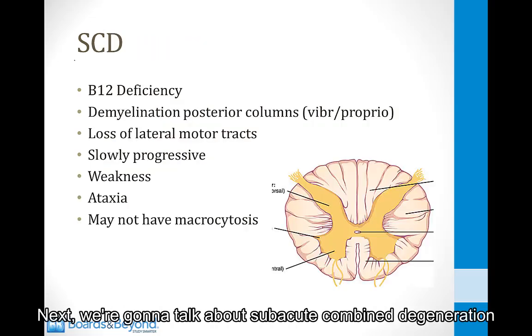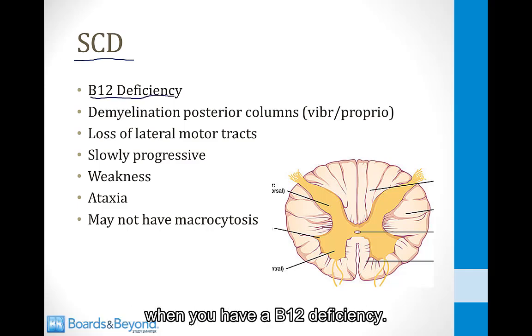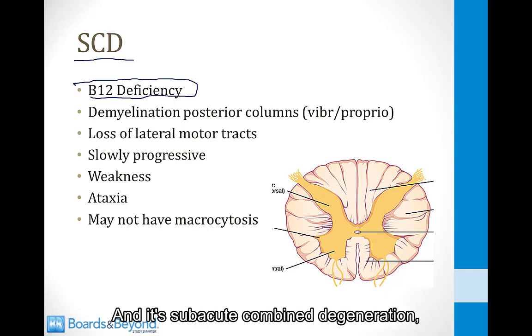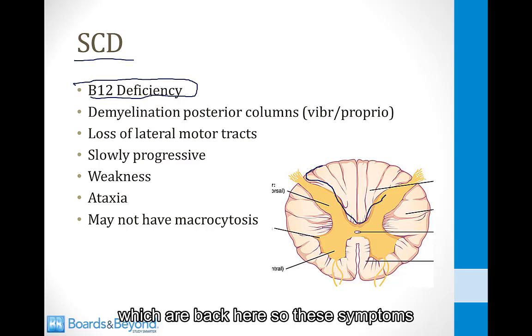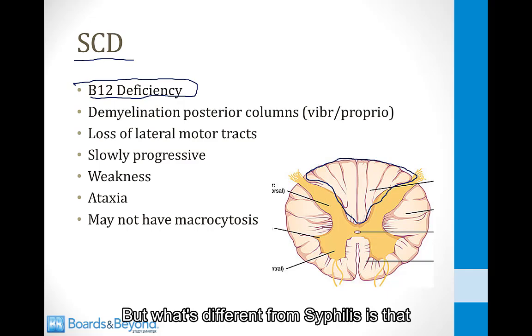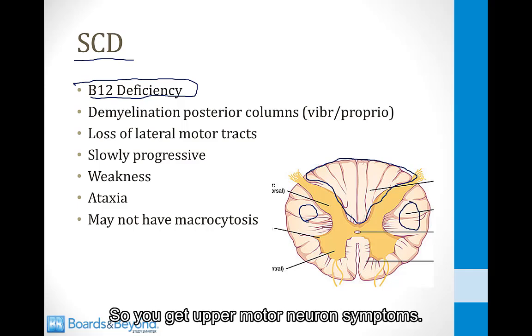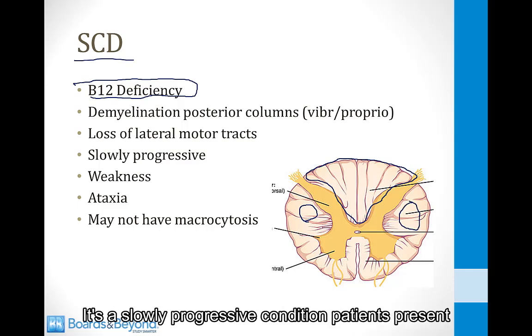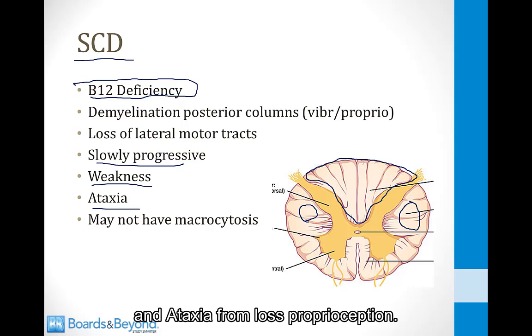Next, we're going to talk about subacute combined degeneration, or SCD, and this is a condition that happens when you have a B12 deficiency. And in subacute combined degeneration, you lose the posterior columns, which are back here, so these symptoms are going to be very similar to tabes dorsalis. But what's different from syphilis is that you also lose the lateral motor tracts here, so you get upper motor neuron symptoms. It's a slowly progressive condition. Patients present with weakness from the motor neuron loss and ataxia from loss of proprioception.